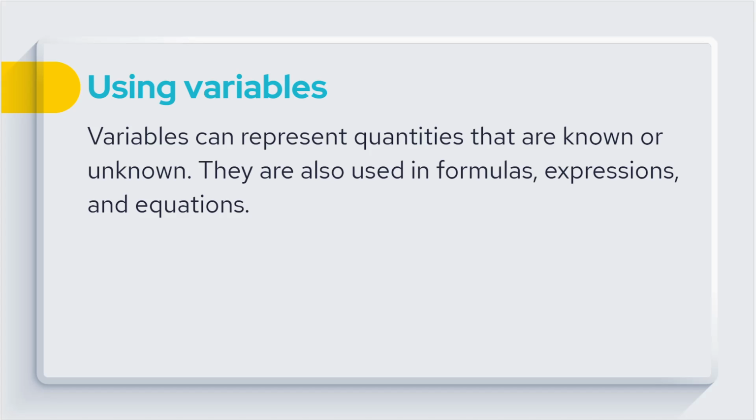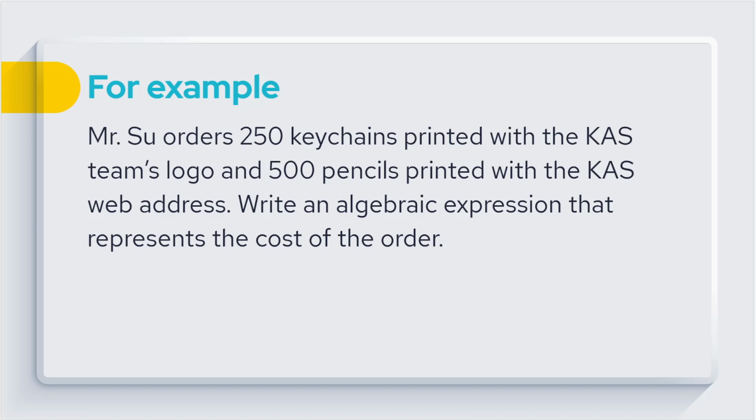Variables can represent quantities that are known or unknown. So a variable, again, is something like an x, where you don't know what that is. Sometimes you might get a question and it tells you that x is the number of players, and then they'll tell you that x equals 5. Sometimes they don't tell you what x is, and you have to solve for x. They are also used in formulas, expressions, and equations. So let's take a look at an example.